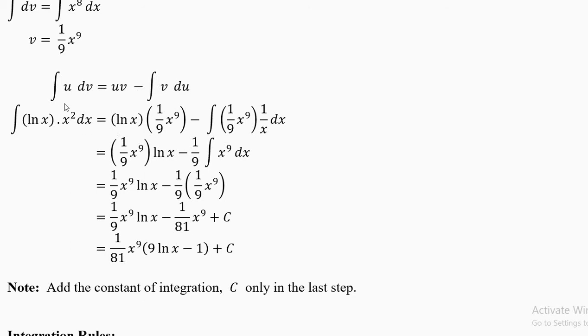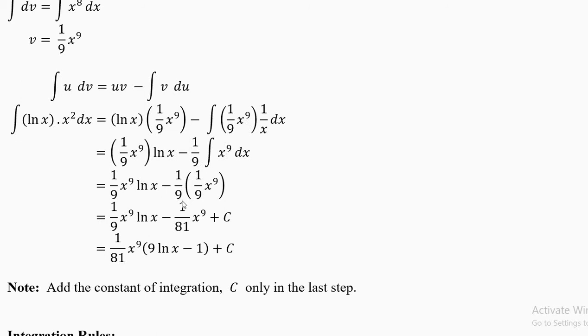Now u equal to ln x, dv equal to x square dx. So your first term will be 1 over 9 x power 9 ln x. You write it on the left, the x power preferably. And the second term will be minus integral v du equal to 1 by x dx, and v equal to 1 over 9 x power 9. Now this will become x power 8 and 1 by 9. This is not 9, this is x power 8. This typing mistake will be removed.